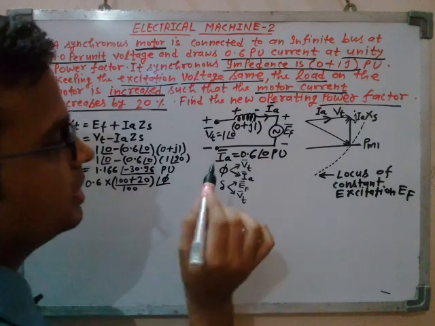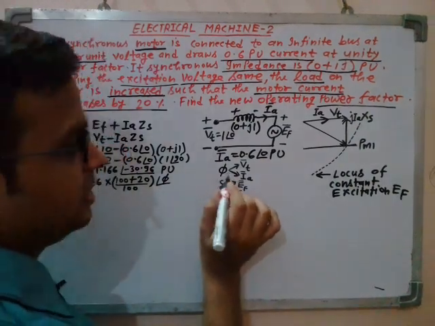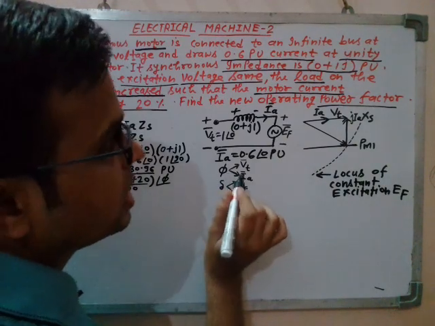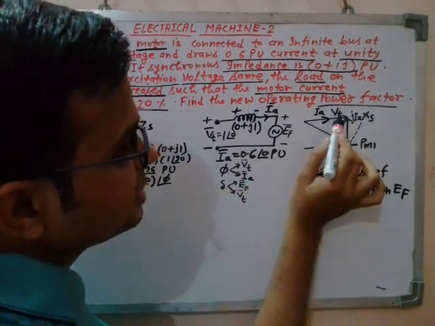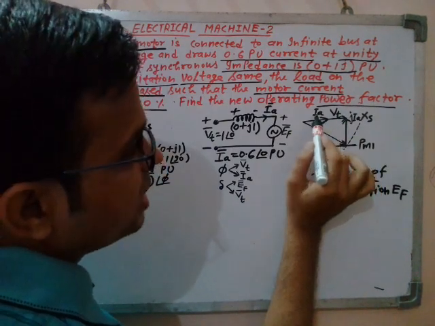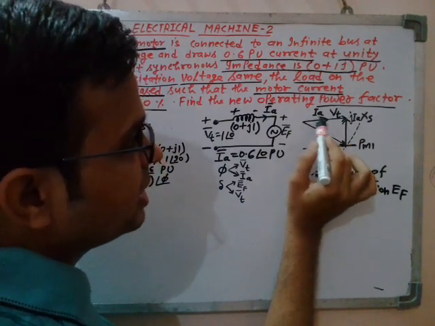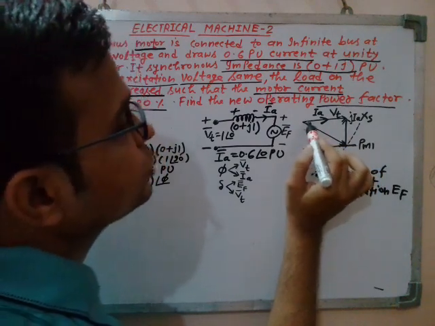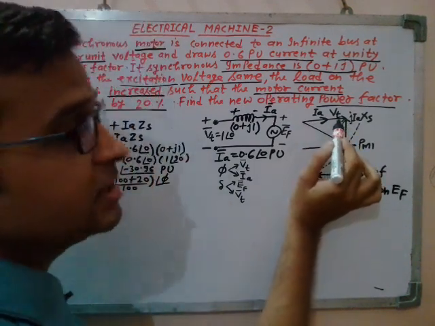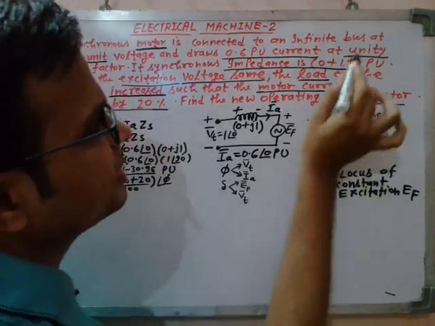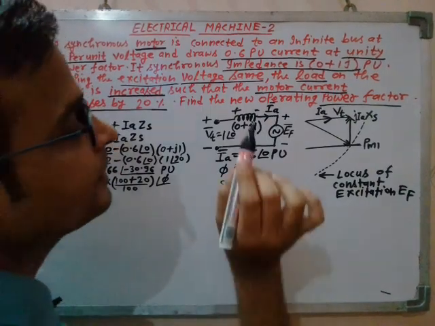So the angle phi will be 0. That means both will be in the same phase. Armature current IA and terminal voltage VT will be in the same phase. So first of all, draw the terminal voltage phasor VT, and in the same phase you have to draw the armature current, because the initial operating power factor is unity.